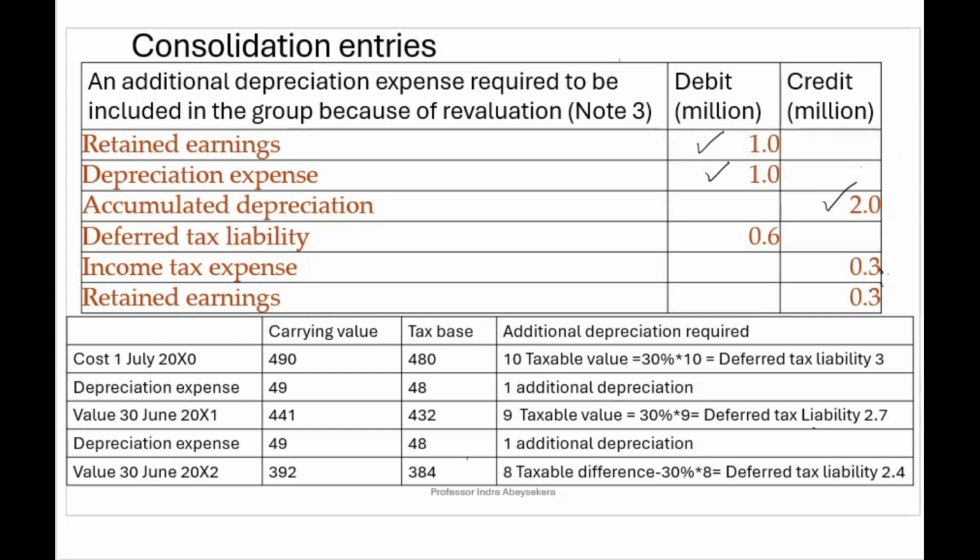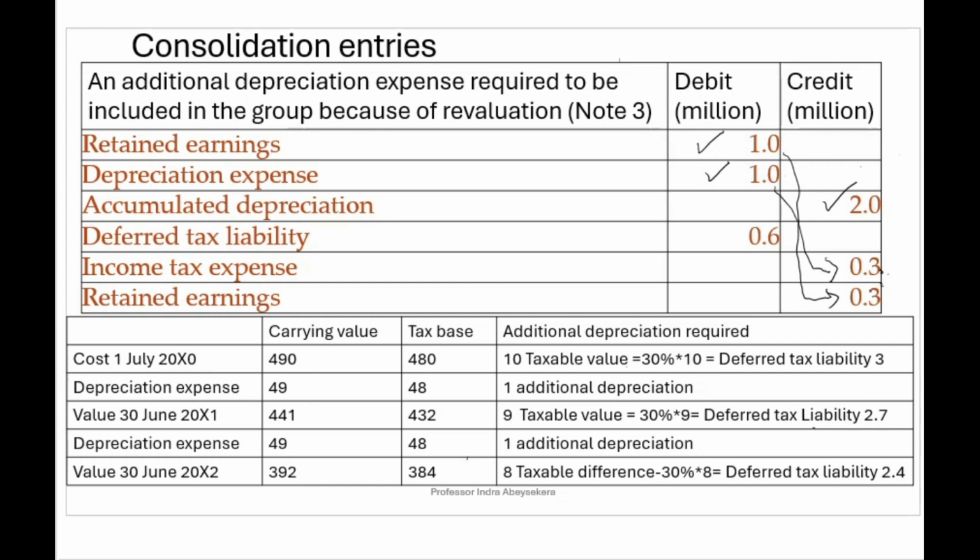The decrease in profit will decrease our income tax expense, and the tax effect of that at 30% is 0.3. Similarly, in the previous year, when there was depreciation expense of the previous year, which decreased the retained earnings, there would have been income tax expense of 0.3, the tax effect of that, and that should be credited to retained earnings.